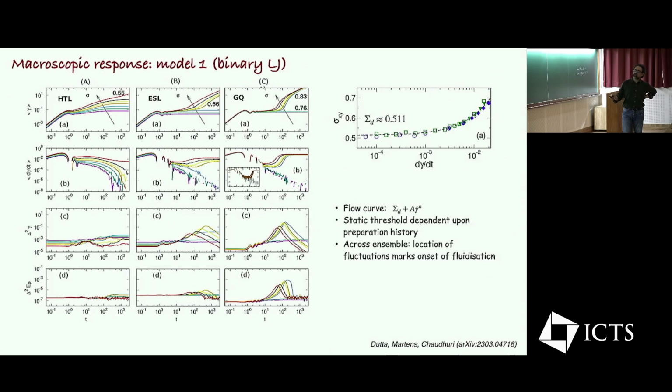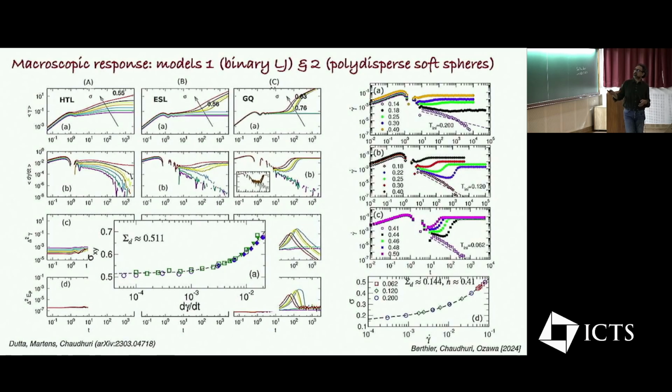The other thing that one can do is look at the fluctuations of this strain. If you have an ensemble of states, you can look at the fluctuation of this strain, and this strain fluctuation also shows some non-monotonic behavior. And from the location of this non-monotonicity, you can characterize a fluidization timescale. And as you can see, this fluidization timescale starts to become longer and longer as you go to smaller and smaller stresses.